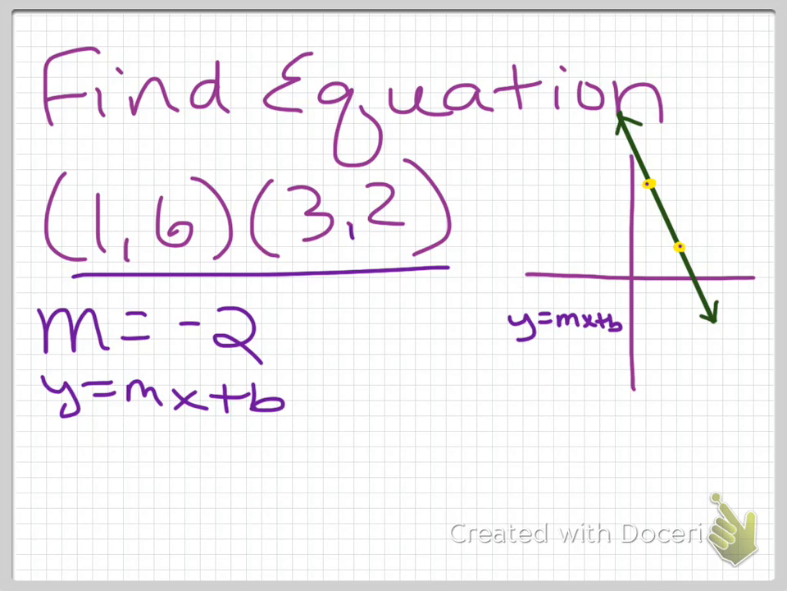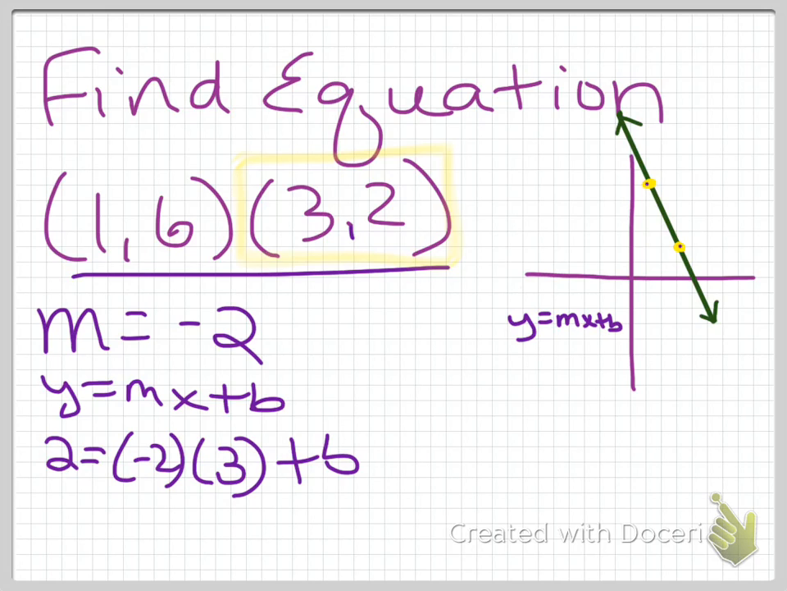In the place of y, since we chose this one, what goes in the place of y? 2. Okay. So we're going to do 2 equals, and the m? Negative 2, times 3, plus b. So we just did our x and our y and our slope. So then it'll be 2 equals negative 6 plus b. And then you're going to go plus 6, which will be 8 equals b. Okay. Are we done? No.